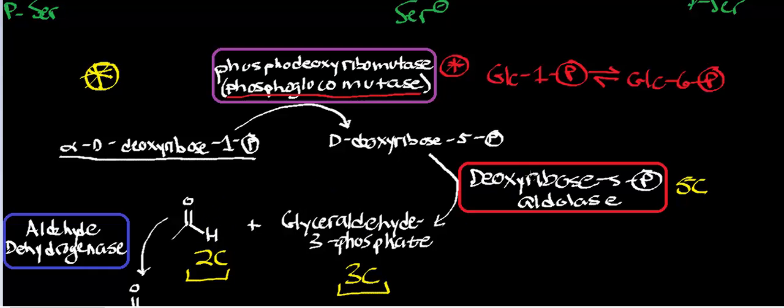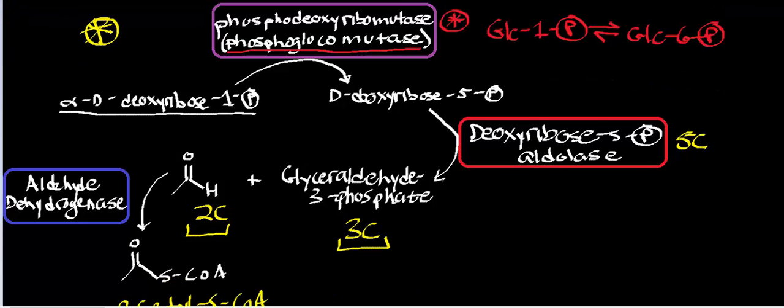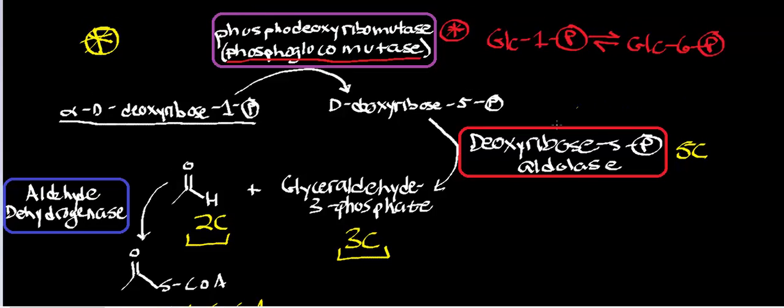The topic of deoxyribose 5-phosphate aldolase will be the next video. But hopefully this by itself gave you a little bit of intuition on what's going to happen to deoxyribose 1-phosphate. In the next video, we'll look at deoxyribose 5-phosphate aldolase.